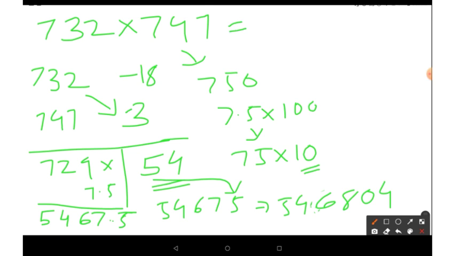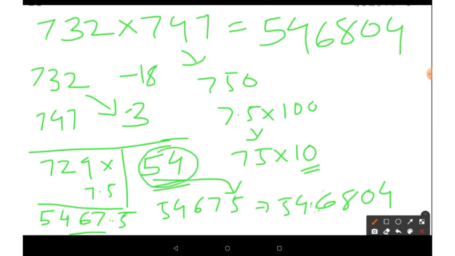So your answer for 732 into 747 is 54,680. Okay, so whatever your number is, that power of 10, you have to adjust the number of 0s with that power of 10. This part we have multiplied with 75, and the number of digits we have to adjust with 10. 10 contains only one 0, so we have retained 4 here, and this 5 we have carried forward to here. So you will get the answer 54,680.